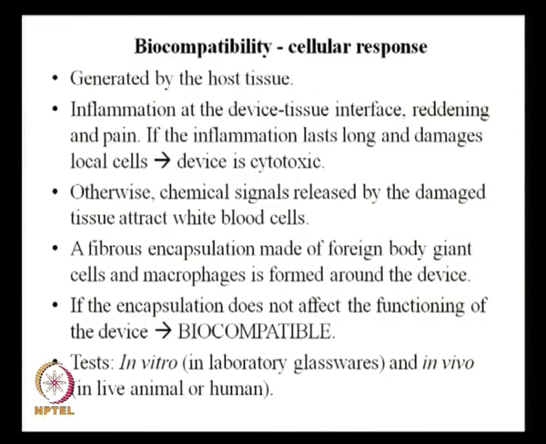So, you have so many checks. First of all, it should not be cytotoxic. First point, if it starts destroying the cells, no way, you cannot take it, that is cytotoxic. So, it is left out. Then it may come that it is not destroying, but it is forming a fibrous encapsulation, and that is disturbing the performance of that device. Then again you have a problem, but if even that does not happen, then you can consider this material to be biocompatible. All right. So, this is how you define biocompatibility, in simple terms.